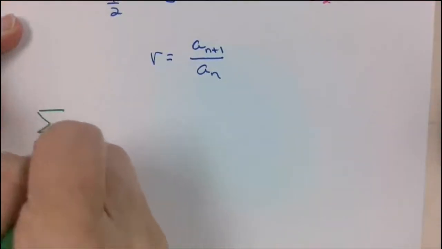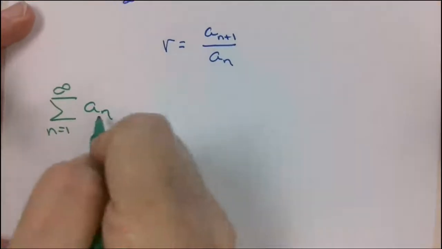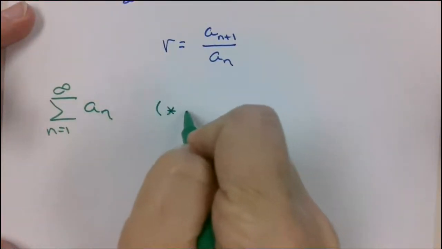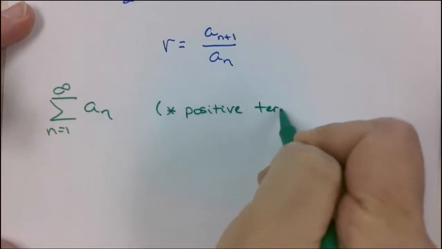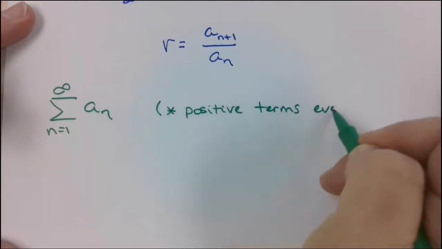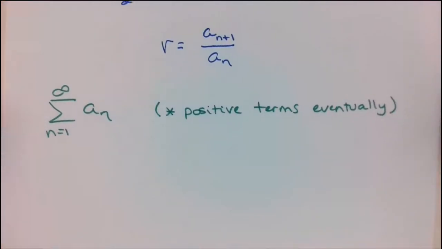Here's the test. If we have this series, I'm going to add a note here that these need to be positive terms eventually. You could have a series where the first few terms are negative, but eventually all these terms need to be positive in order for the ratio test to work.